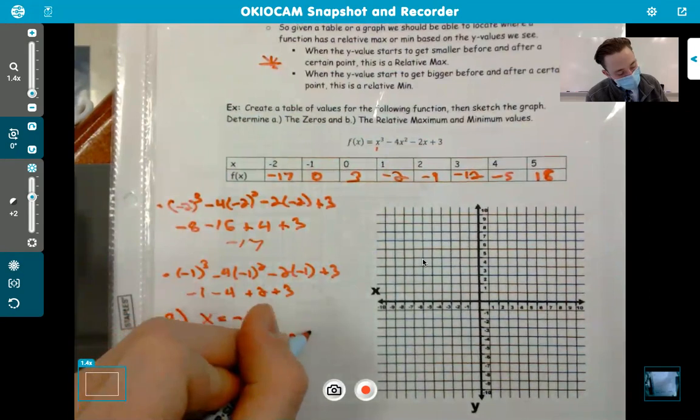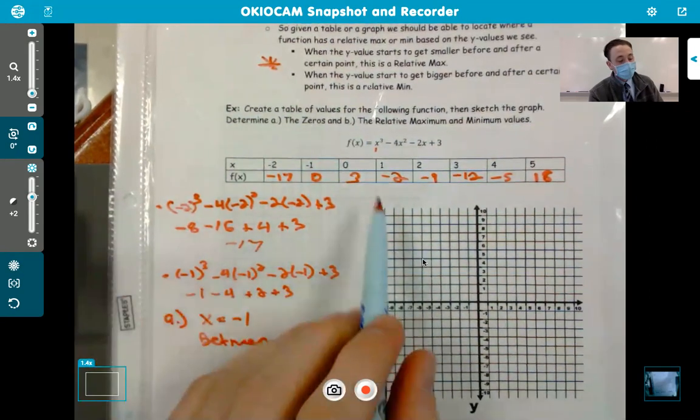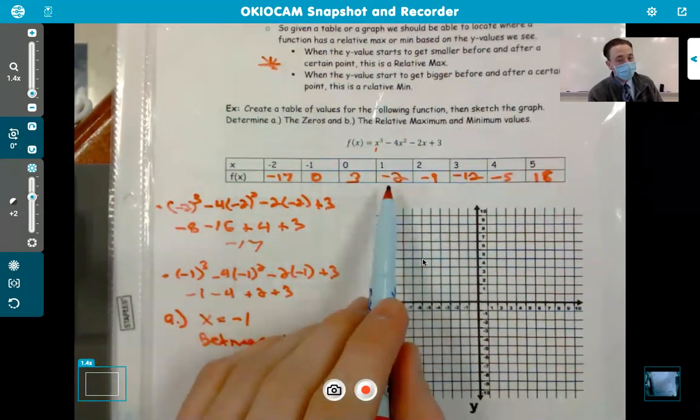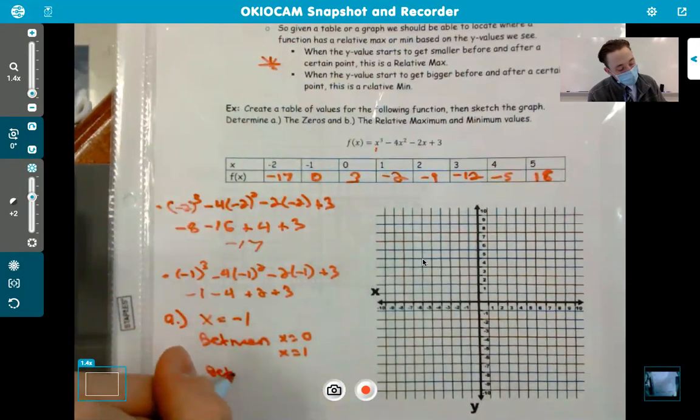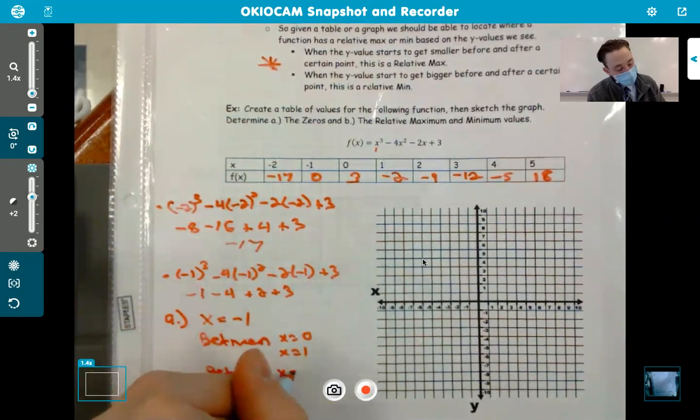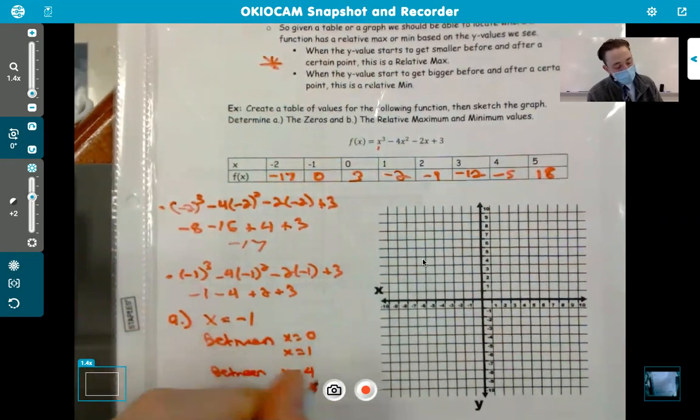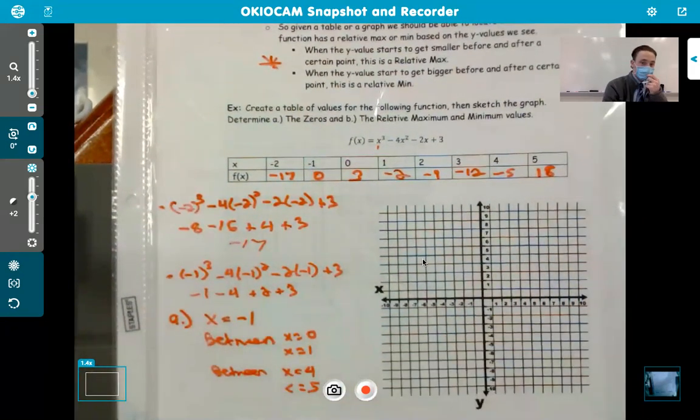So between x equals 0 and x equals 1, notice I go from +3 to -2, so from a positive to a negative. And then also between x equals 4 and x equals 5, because I go from a negative to a positive. Right? Those are where my solutions are.